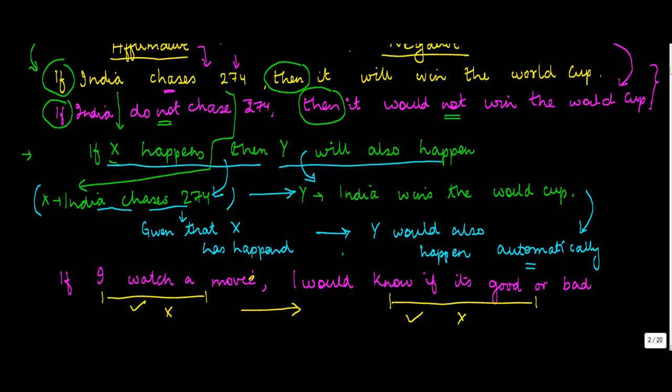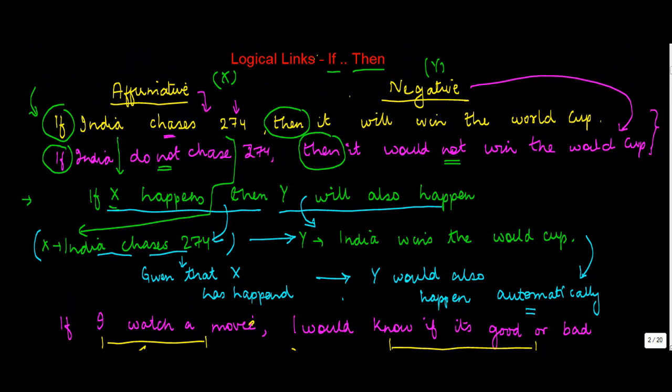So these are the first kinds of logical link statements entailing if then, which implies that if one thing has happened, then the other will also happen. So here the reasoning that you need to apply is that, if you know about cricket, you know that while chasing you have to have a particular score which is done by the first team. If you score more than that, you win the match. And here it's a question of winning the World Cup.